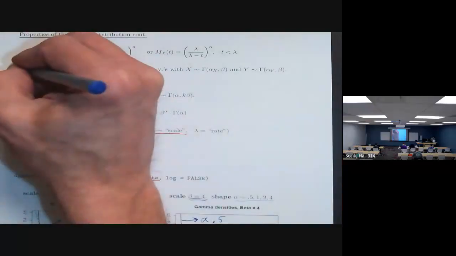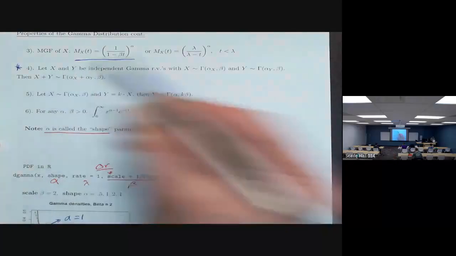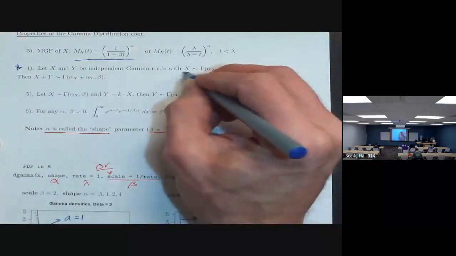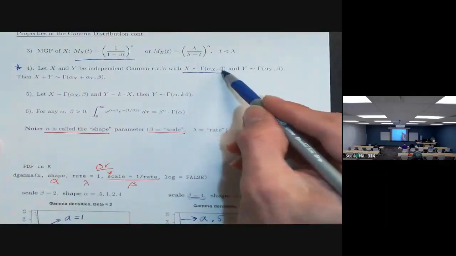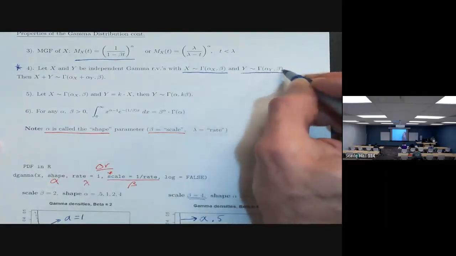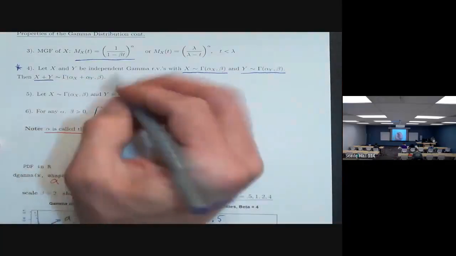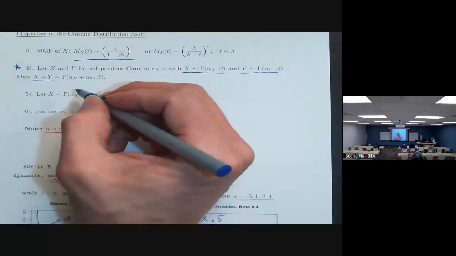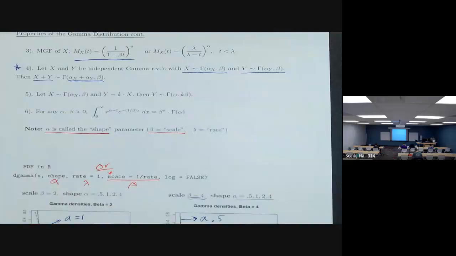A couple of things are going to show up, if not in this set of notes, then the next one. We're going to jump to the sum of two independent gamma random variables. If X and Y are independent, different gamma random variables, and they have the same beta, maybe different alphas, then X plus Y, kind of like with normals where I add the means, here I add the alphas. X plus Y would be gamma, but I just add the alphas together.